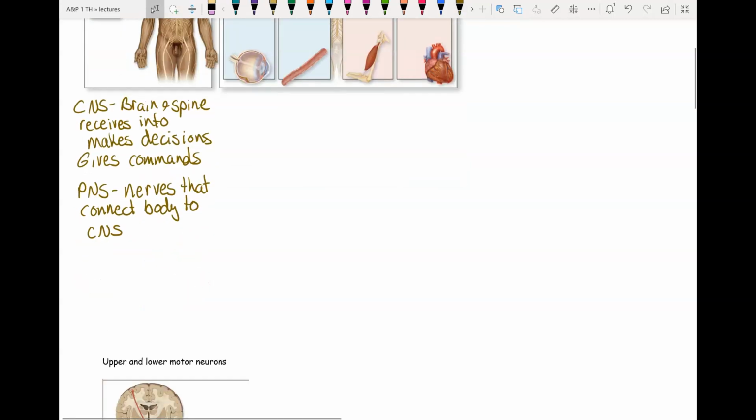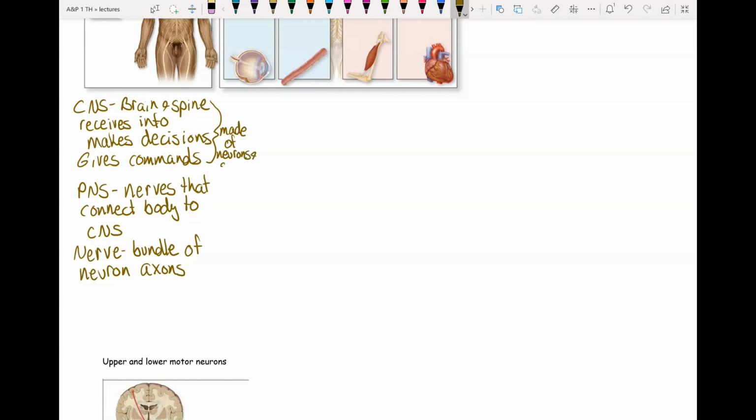And remember, you learned in Chapter 12, a nerve is a bundle of axons of neurons. And a neuron is a basic cell of the nervous system. So the entire CNS is all made of neurons. And then you have the glia that support them. And a nerve is a bundle of the axons of neurons. And these are what run out and connect your sensory receptors to your CNS and connect your CNS to your effectors.